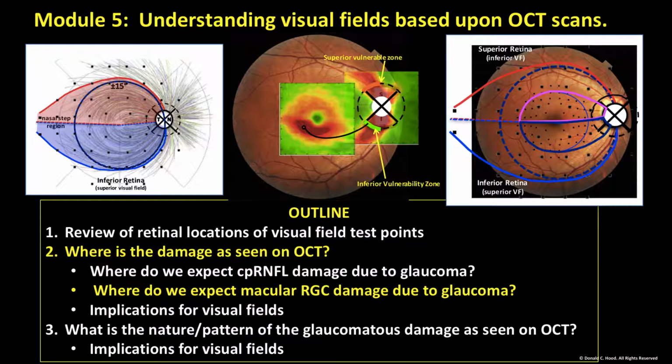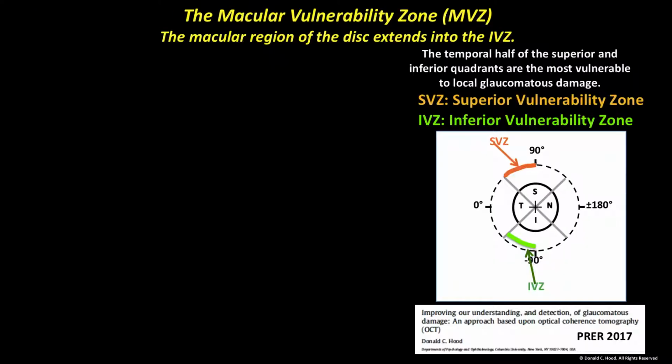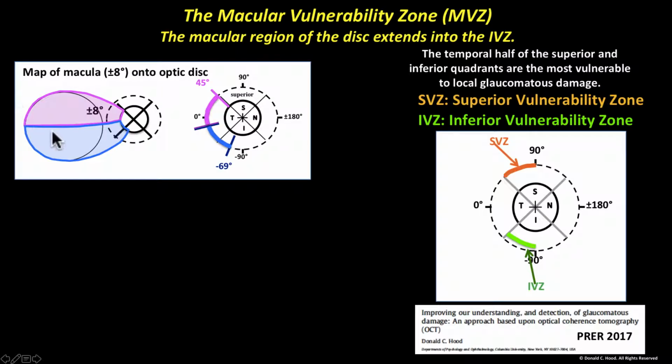Okay, where do we expect macular retinal ganglion cell damage due to glaucoma? Well, let's go back to our schematic map of the macula. And I'll remind you that by macular I mean that portion of the retina around fixation, plus or minus 8 degrees, that while it only includes 2% of the retina, has over 30% of the ganglion cells. So here's the macular model now. It stretches from here to here.